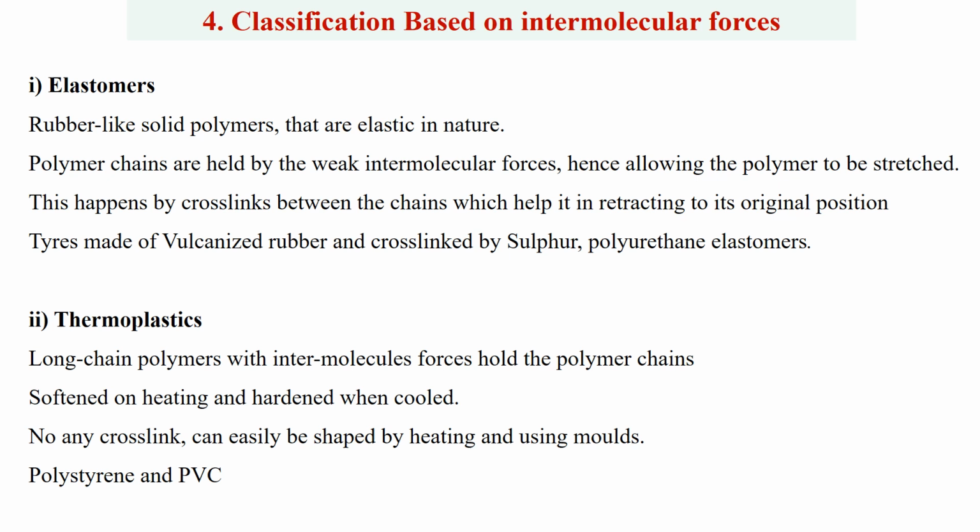There is no crosslink in these polymers, and they can be easily molded into any shape by using heat, which softens them. Common examples are polystyrene and PVC pipes.